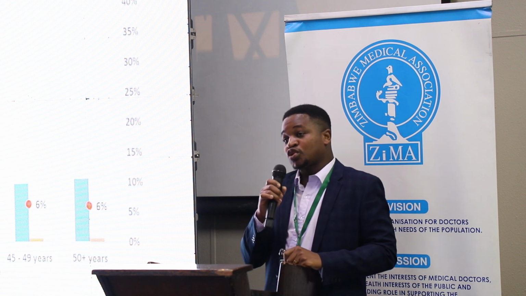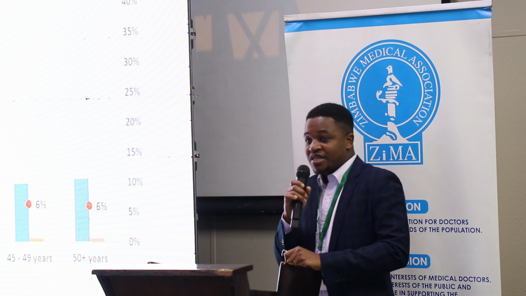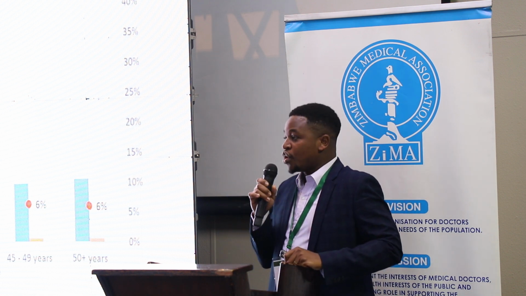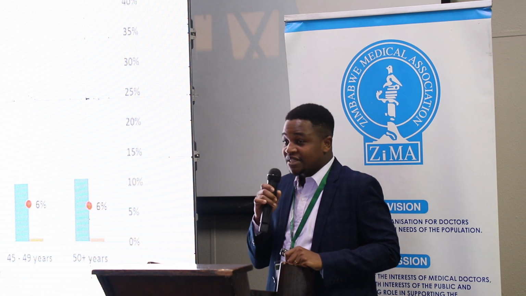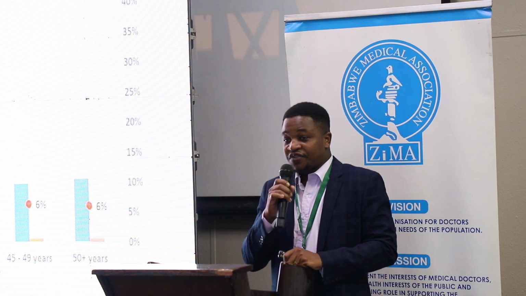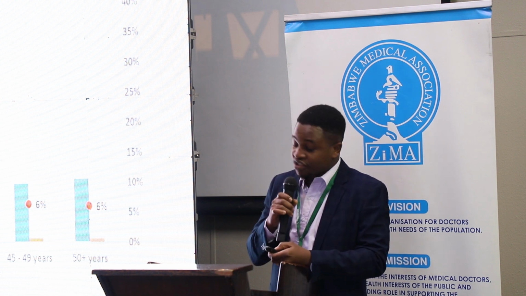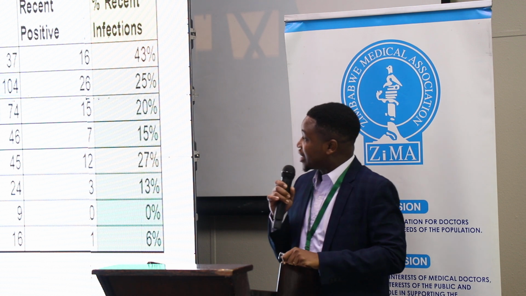But in terms of the actual proportions of recent infections, we can see that from the far left there, 43% of the 15 to 19 age group contributed to have more recent infections, which also gave us more questions as to why that distribution is in that particular order.